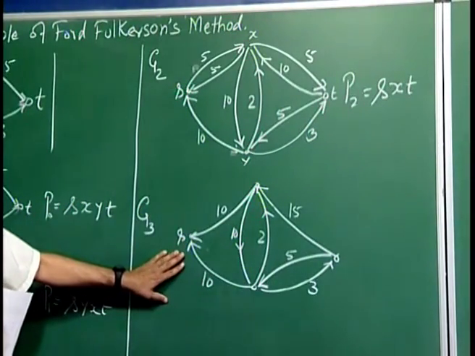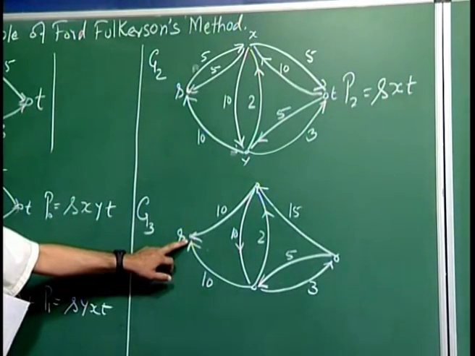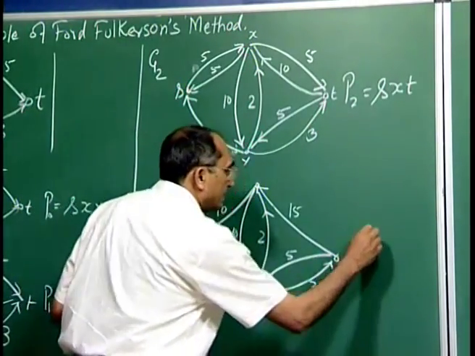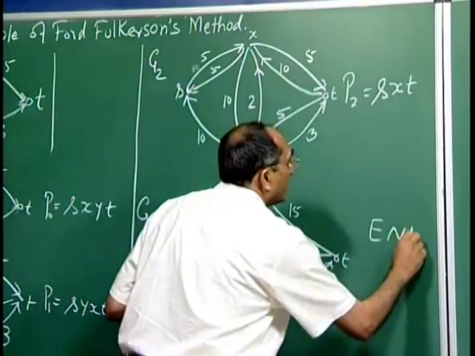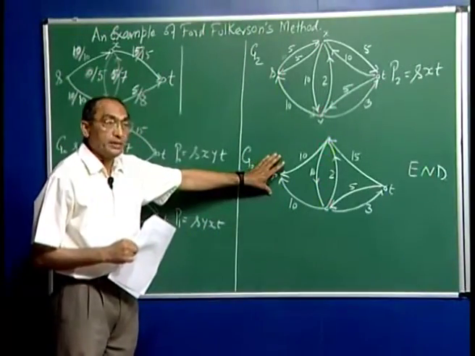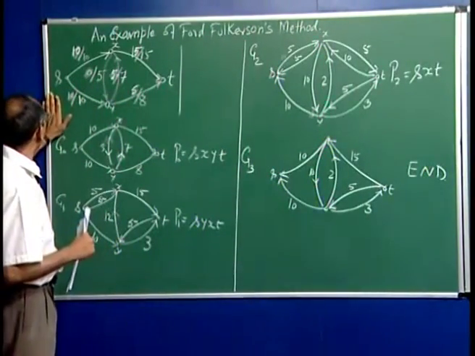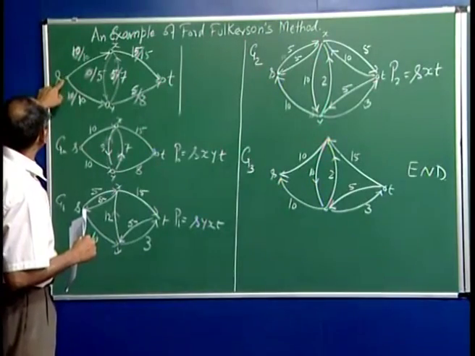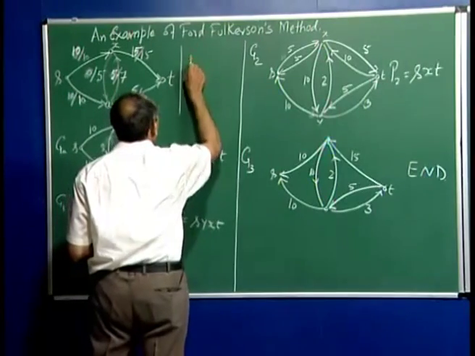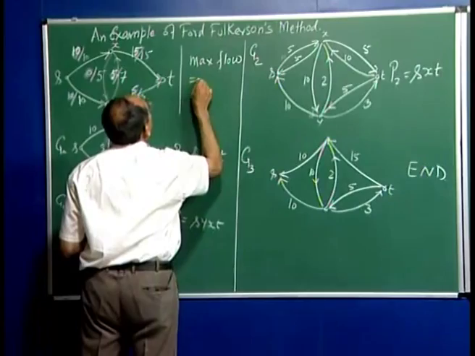In this case, since right here we see there is no way to get out of S, there cannot be a path from S to T. So this is the end of the algorithm. We have reached a stage where there is no path, hence this flow has to be the maximum flow. And notice that the total flow exiting from S is 10 plus 10 units. So the maximum flow is 20 units.